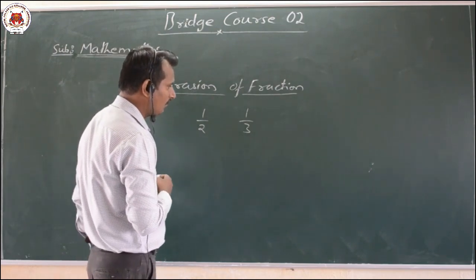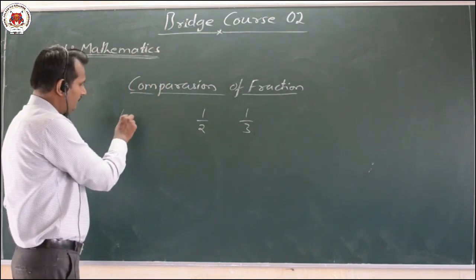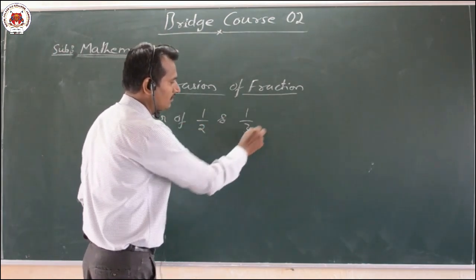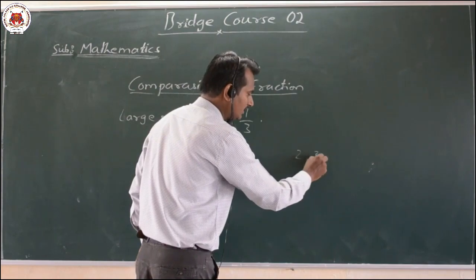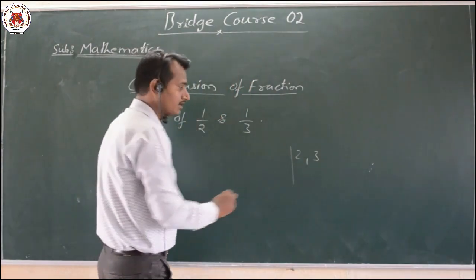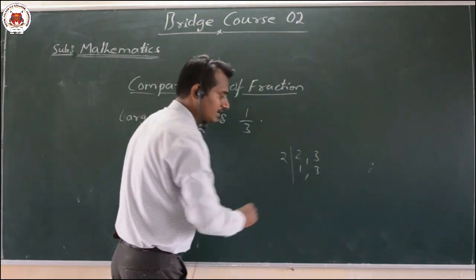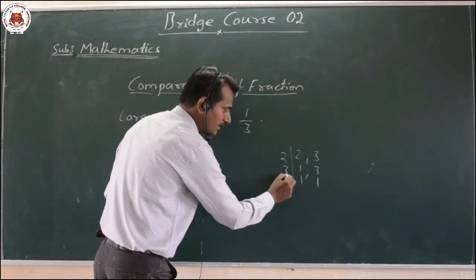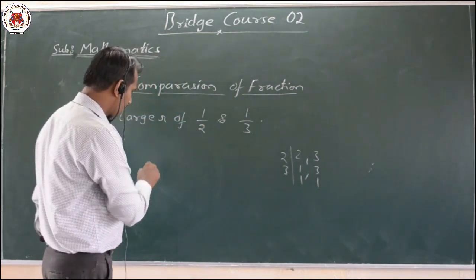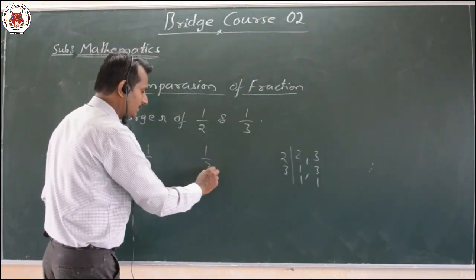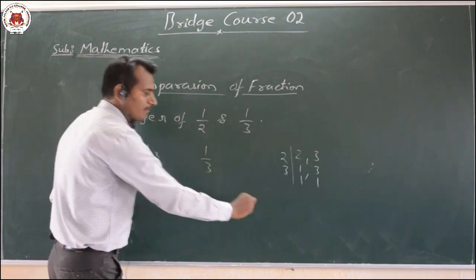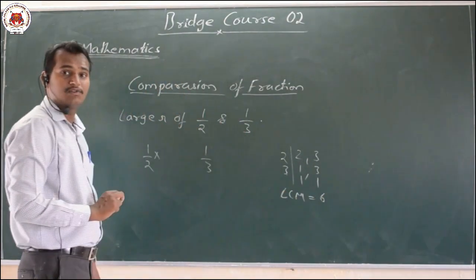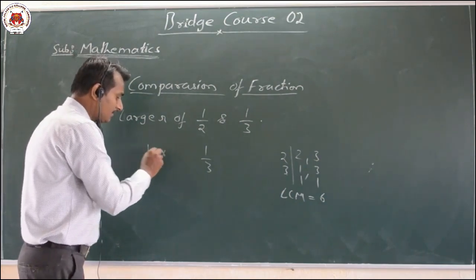Now, which is the larger of 1 by 2 and 1 by 3? What is the LCM of 2 and 3? Here 2 ones are 2, I will write 3 as it is, and then 3 ones are 3, so here 1 as it is. What we get: 3 into 2, it is 6. Now for 1 by 2 and 1 by 3, I will multiply both by the LCM, which is 6.